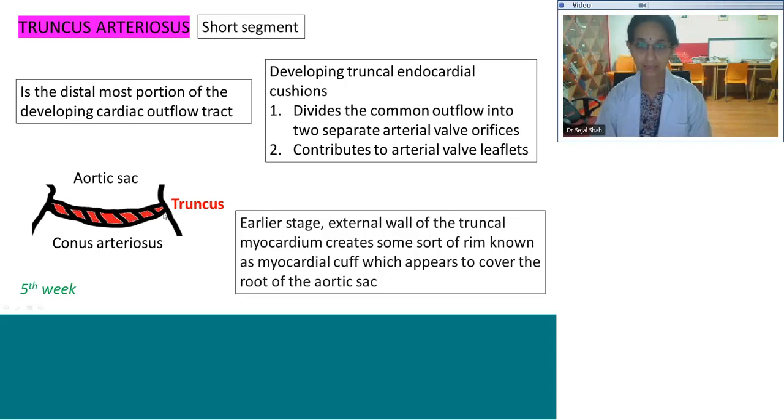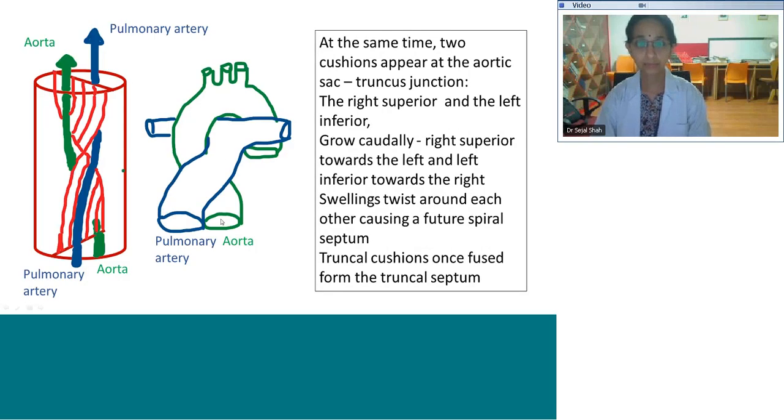So how it starts initially is the external wall of this truncal myocardium has a rim which is called myocardial cuff, and that appears to cover the root of the aortic sac. So there's something called a rim or a myocardial cuff, which is the starting of formation of the truncus. Now at the same time, you can see that we have two cushions which appear.